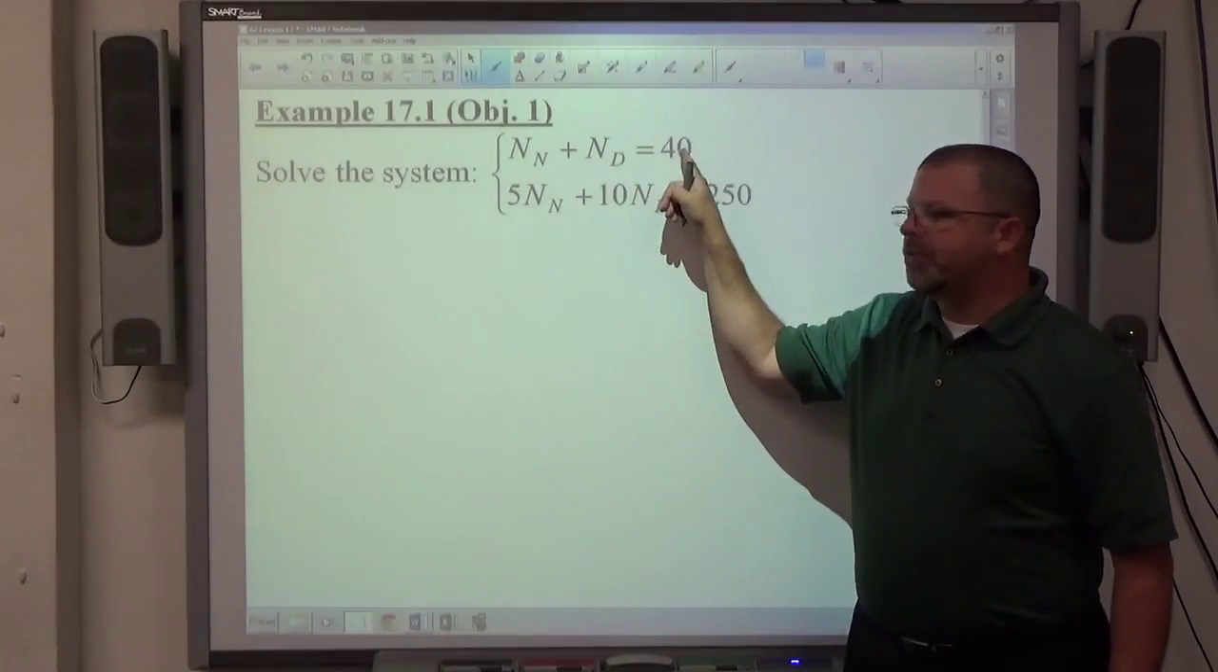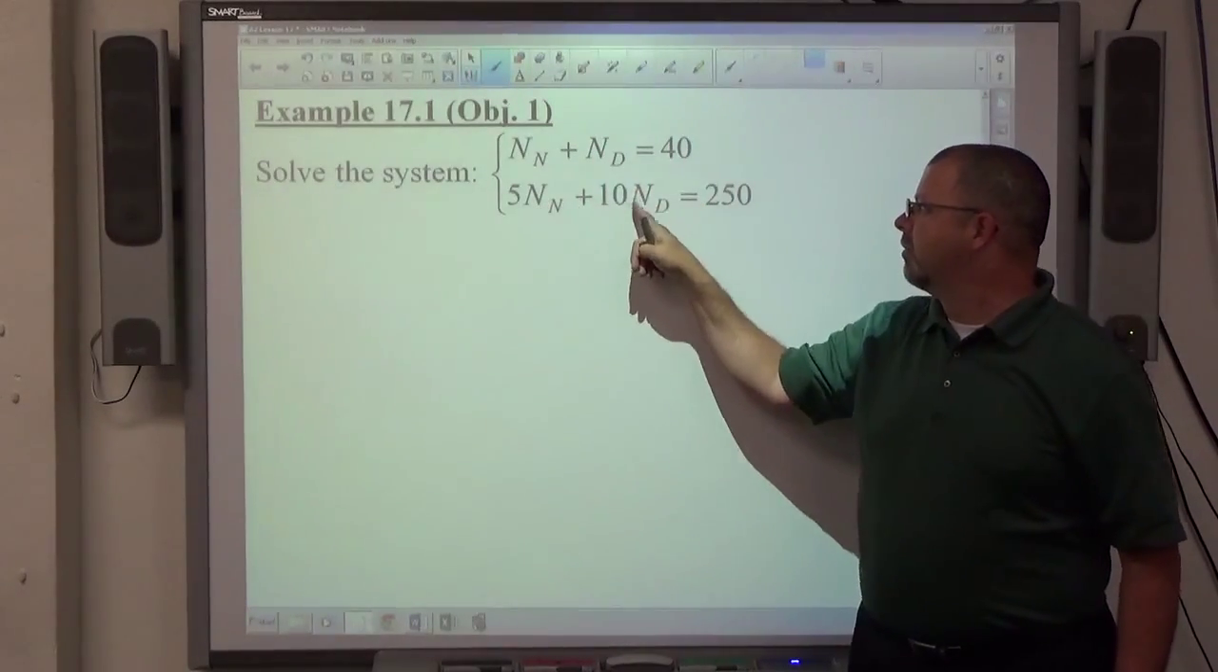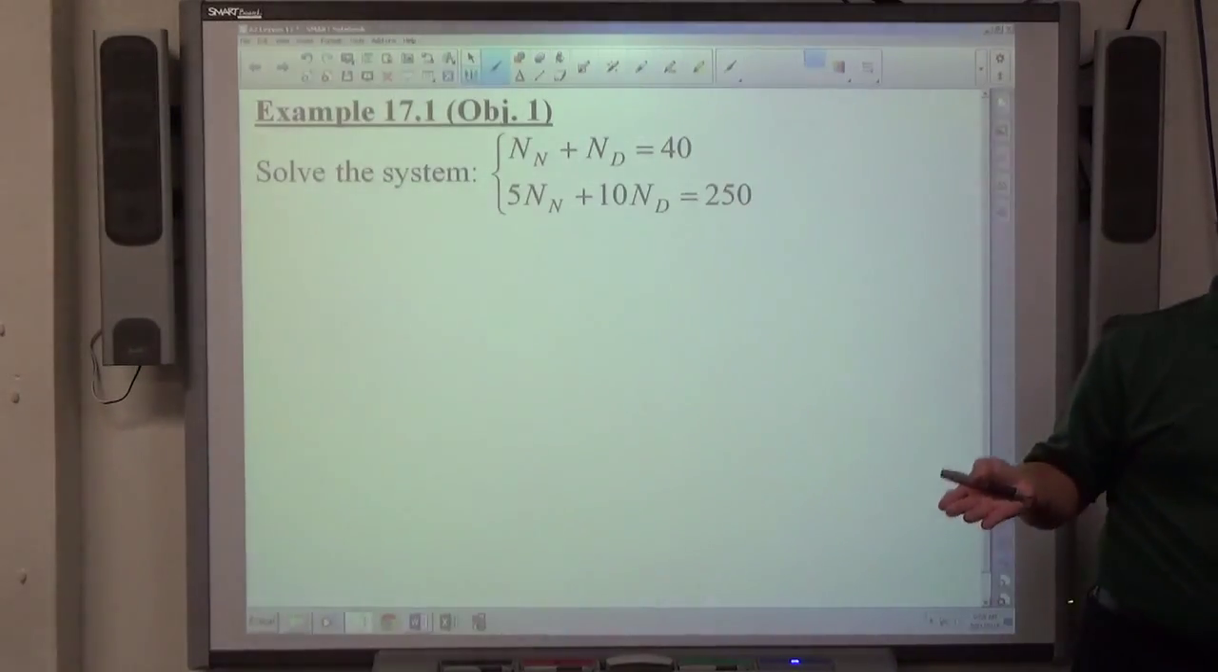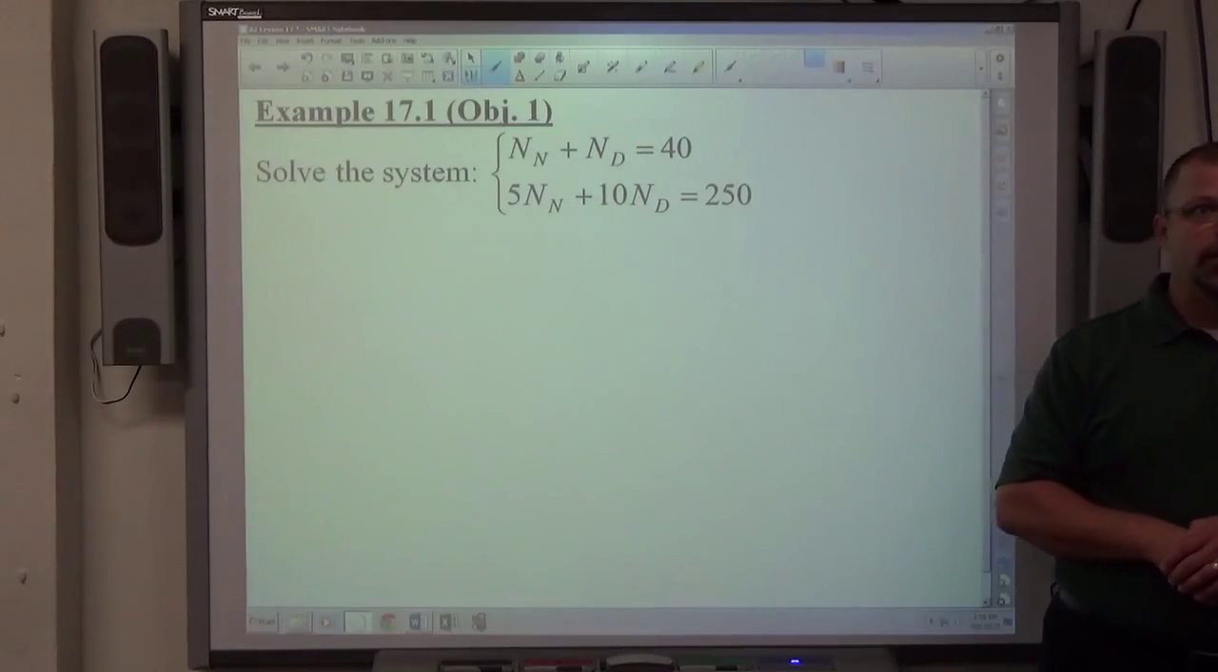Nickels and dimes add up to 40 coins. Value of nickels and value of dimes equals value of coins. That's the kind of problem that is. That should alert you to the fact we're going to be getting to coin and value problems here very shortly, in the next few lessons.